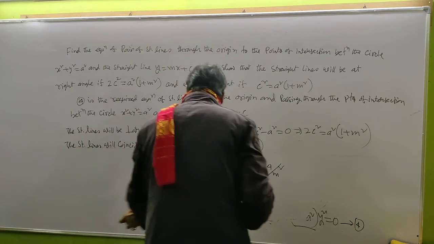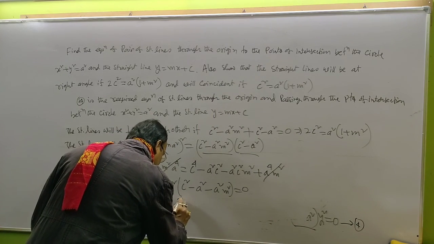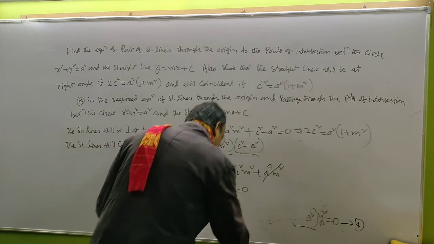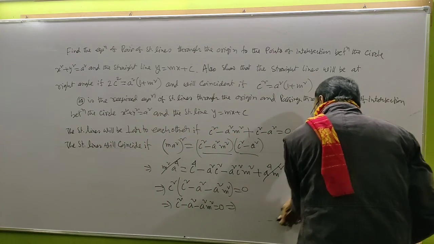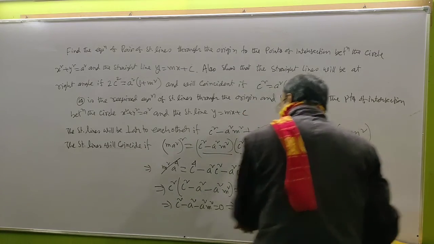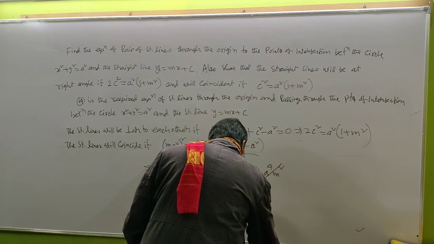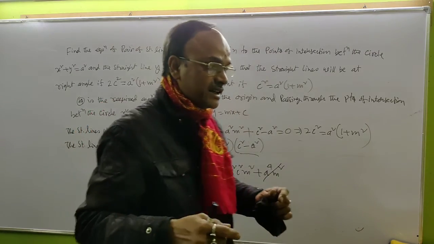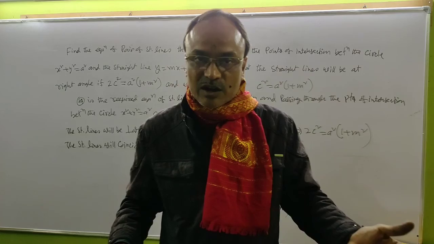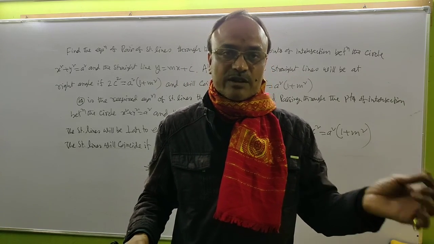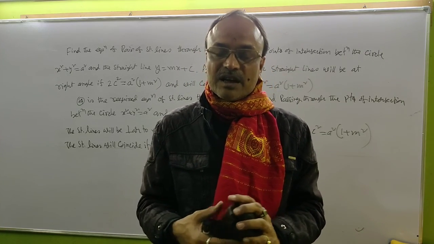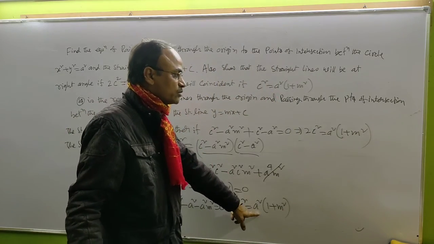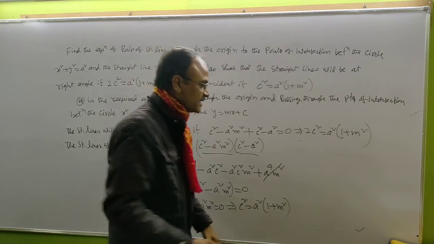Now c is not equal to 0. This means c square minus a square m square equal to 0. This means c square equal to a square into 1 plus m square. The two straight lines will be perpendicular to each other if twice c square is equal to a square into 1 plus m square. The two straight lines will coincide if c square equal to a square into 1 plus m square.